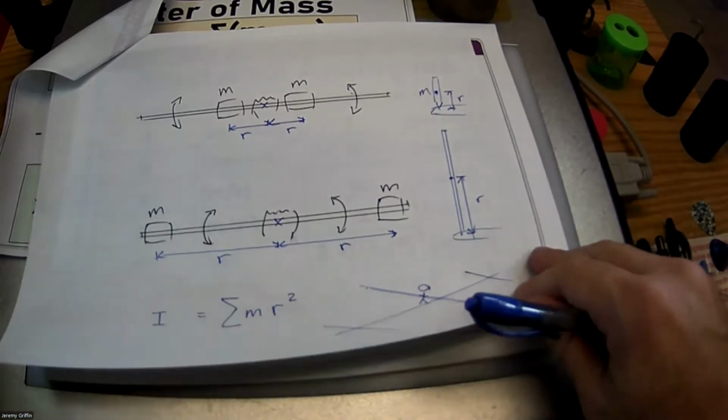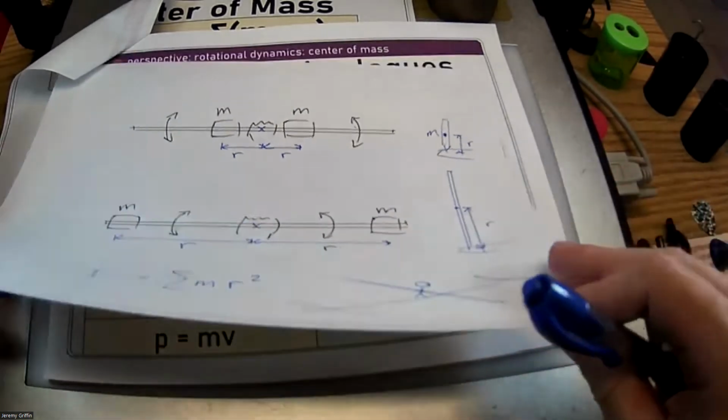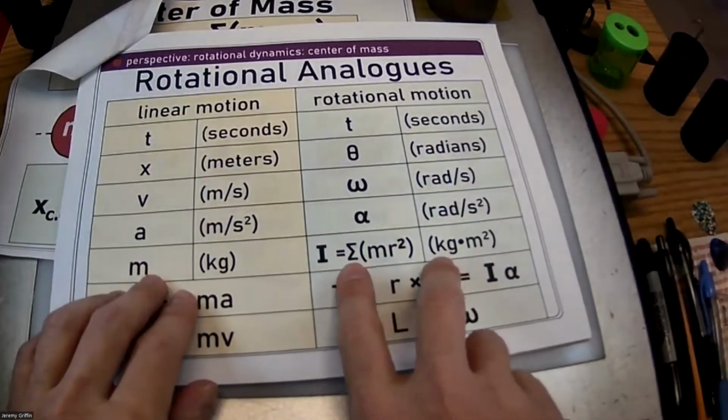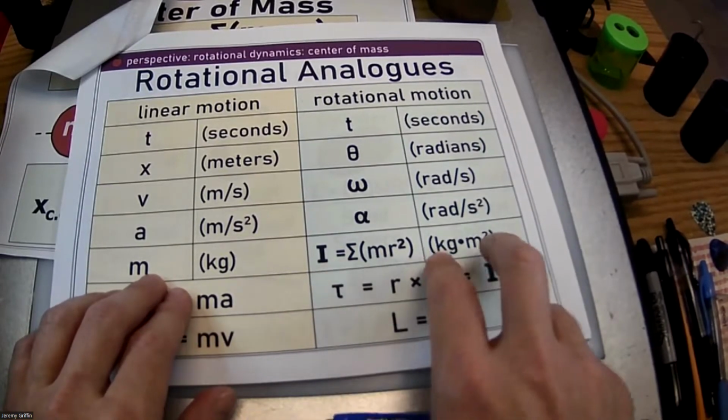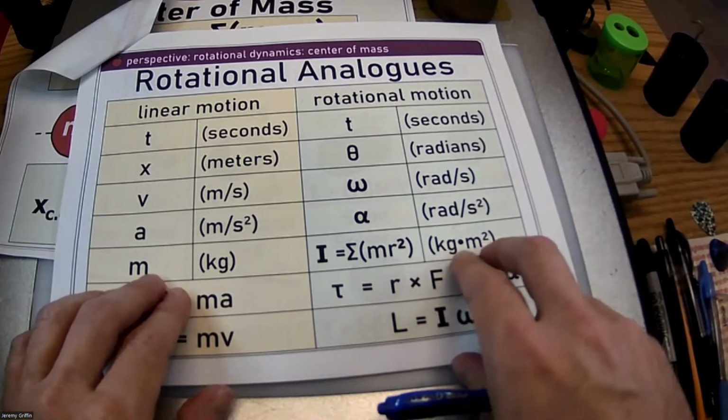Okay. All right. So that's this concept here. Oh, look at that. Mr squared, the sum of, right? Like you're adding up points. Right? And the unit for that would be kilogram meter squared.